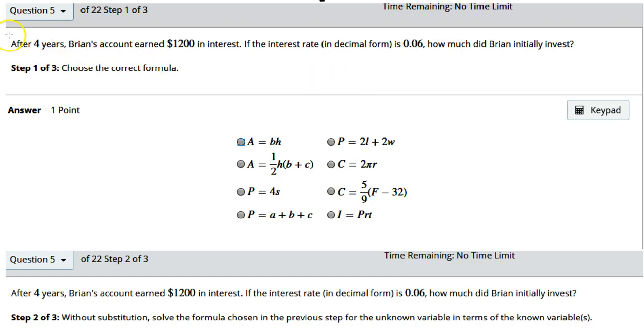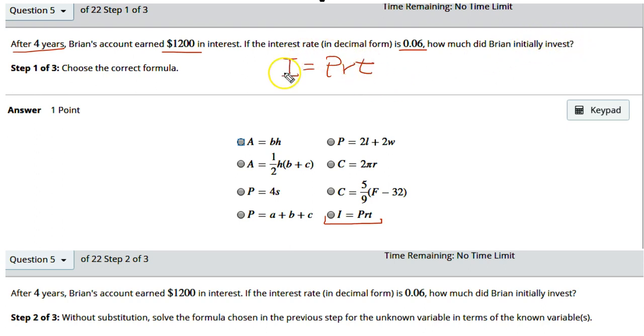Now, for the first part of question 5, we're asked to find this formula that involves interest rate. Well, the formula is this one here. We had one like this before. I equals PRT. After 4 years, Brian's account earns this much interest. If the interest rate is this much, how much did Brian initially invest?